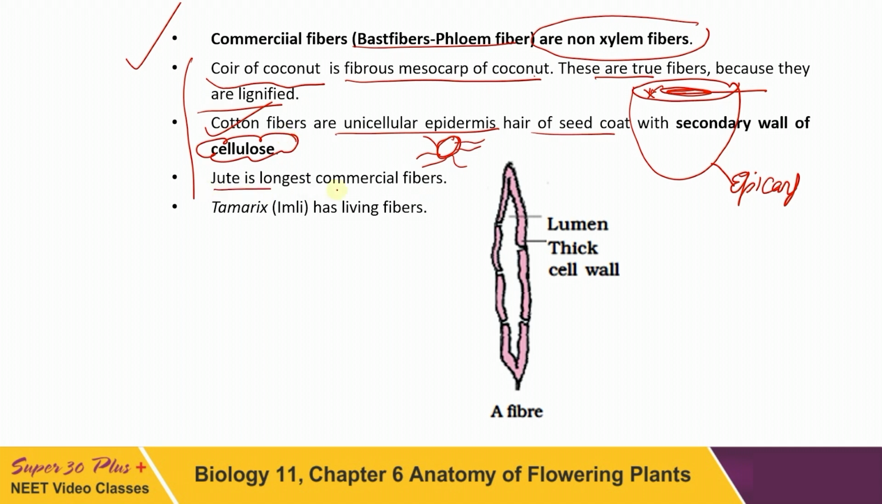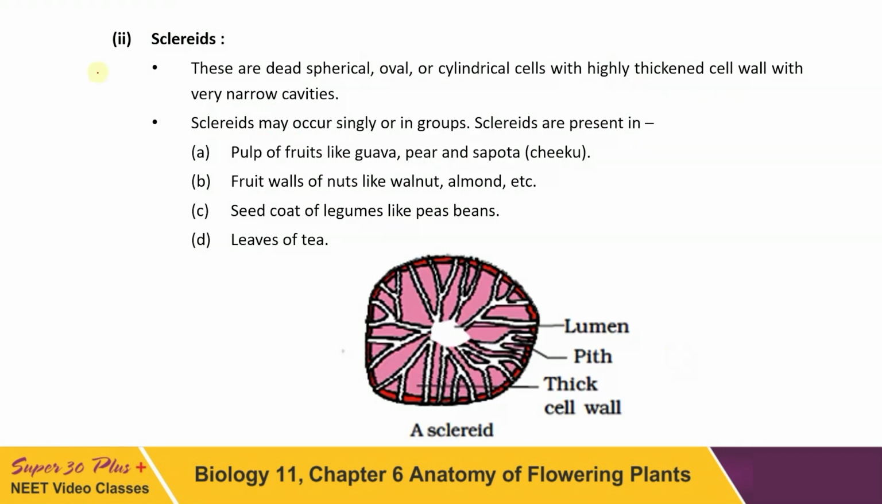Jute is the longest commercial fiber, and in the tamarix plant, the fibers are living ones because the lumen is left and the cytoplasm is there in that. Is it right? Come to the second type of sclerenchyma, that is sclereids. What do we have in sclereids? Come to the point. These are dead. Fibers were long ones.